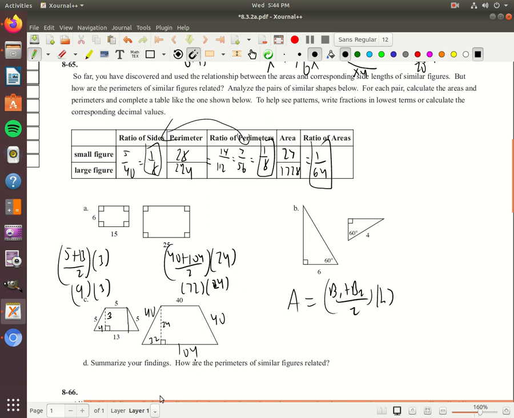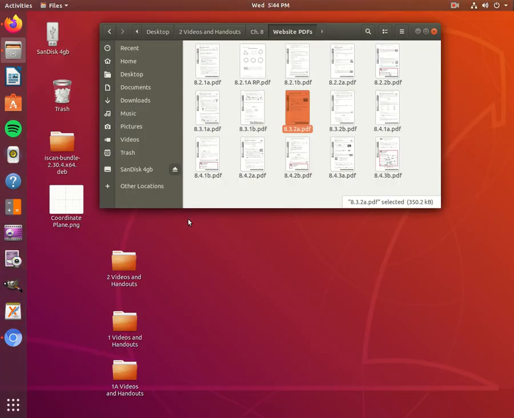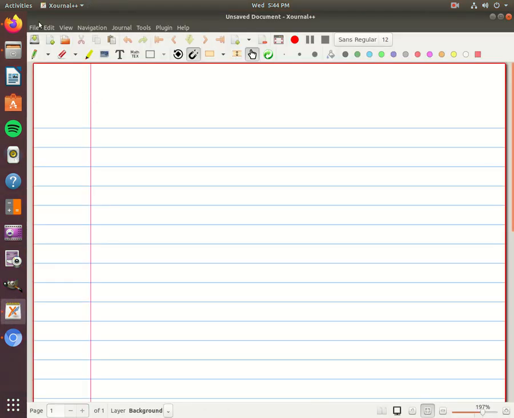So that's our summarizing. That's how our perimeters are related. The perimeters have the same ratio as the sides, but the areas have a squared ratio of the sides. Hopefully we're good on that. At that point, I believe I'm going to discard this and open up the next one. So we're going to go 832B.